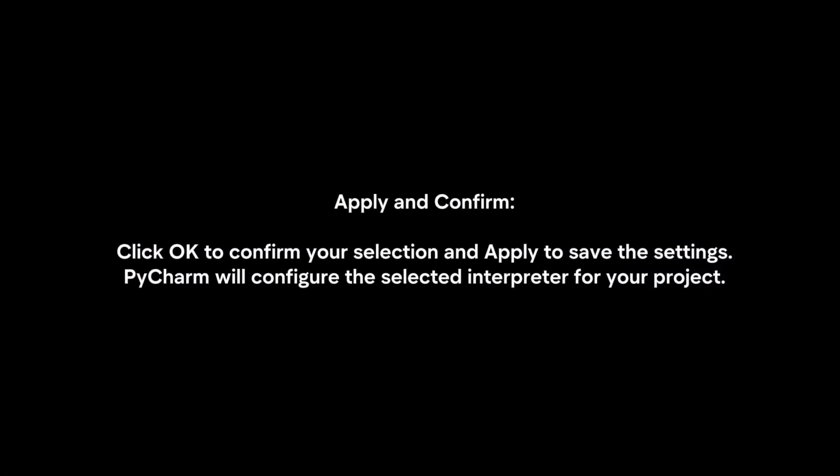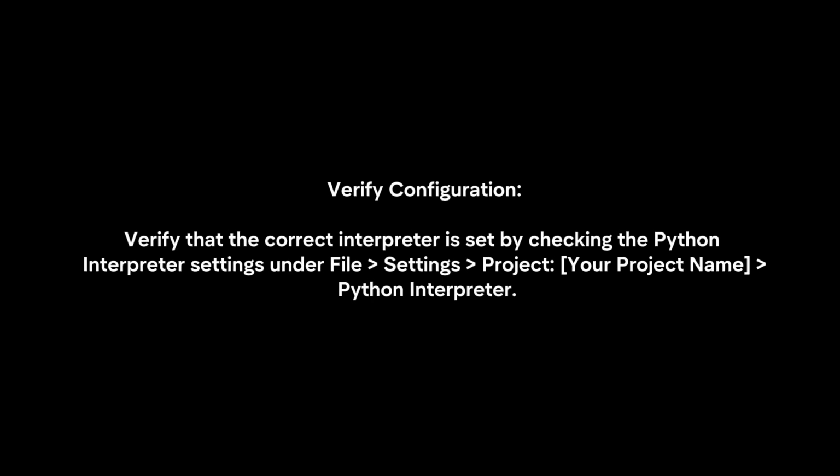Apply and confirm. Click OK to confirm your selection and apply to save the settings. PyCharm will configure the selected interpreter for your project. Verify configuration. Verify that the correct interpreter is set by checking the Python interpreter settings under File, Settings, Project, Python Interpreter.